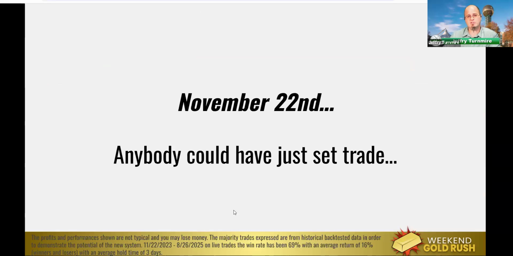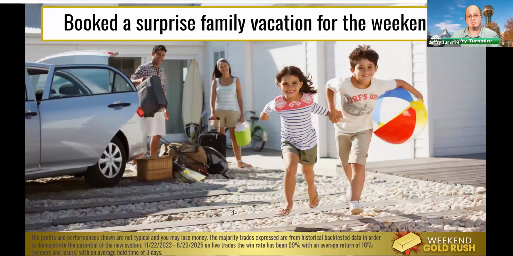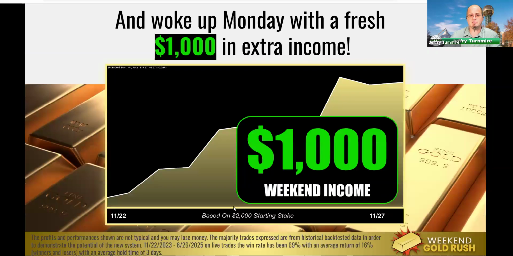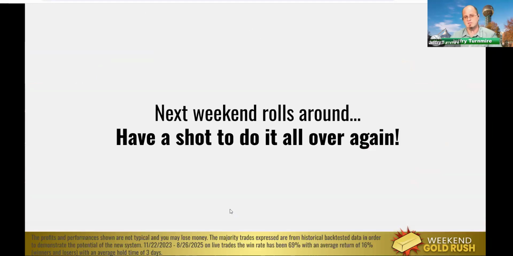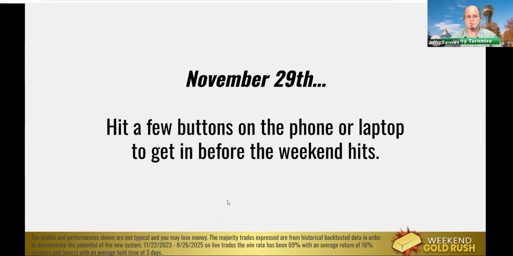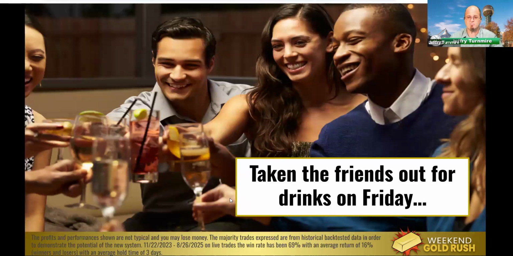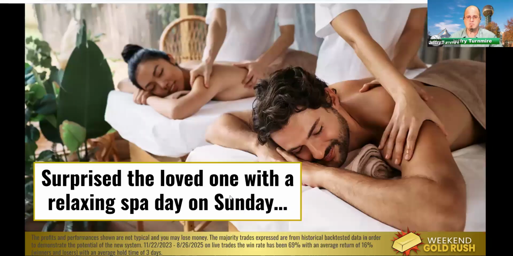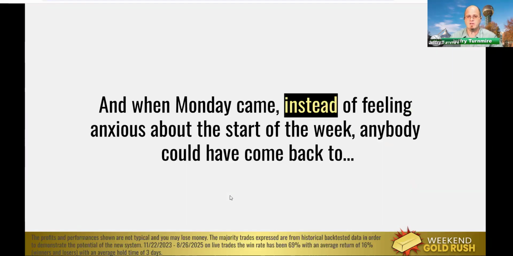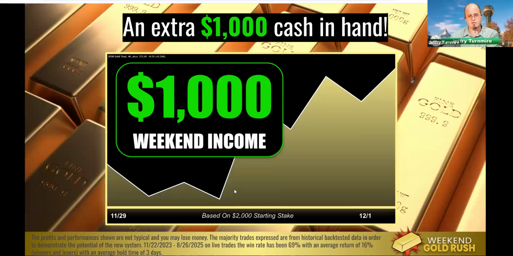That's what we're talking about. The next weekend came along, you could have set up the trade and done it all over again. Little mini vacation, and maybe paid for the vacation. $1,000 payday, 50% gain on a $2,000 risk. Next weekend rolls around, a shot to do it again, November 29th. Hit a few buttons, go out to dinner, drinks with friends, maybe dinner and a show, maybe a spa day. And instead of worrying about how to pay for all that stuff, you could have come back to another $1,000 payday.